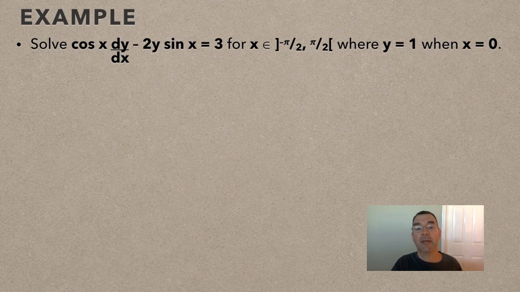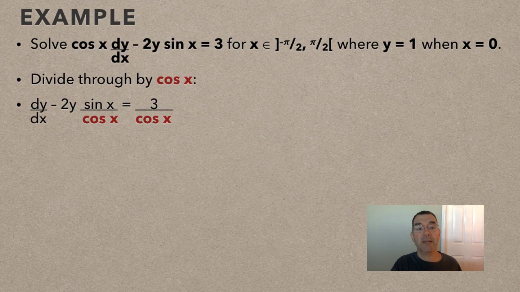X is going from negative pi over 2 to pi over 2, not including those endpoints, and y is 1 when x is equal to 0. So first of all, in order to make this look more like a linear differential equation, I have to divide by that cosine x that's sitting in front of dy dx. dy dx can't have anything in front of it when I start.